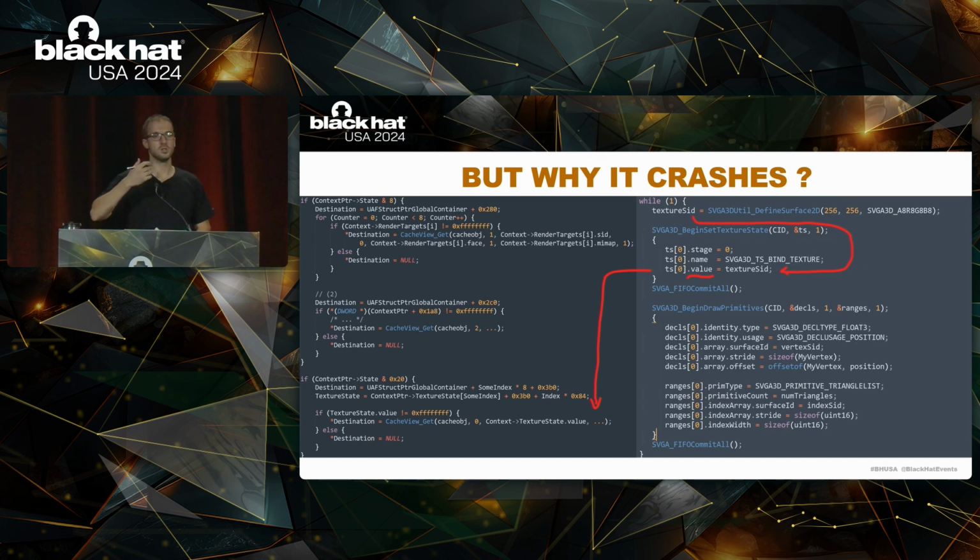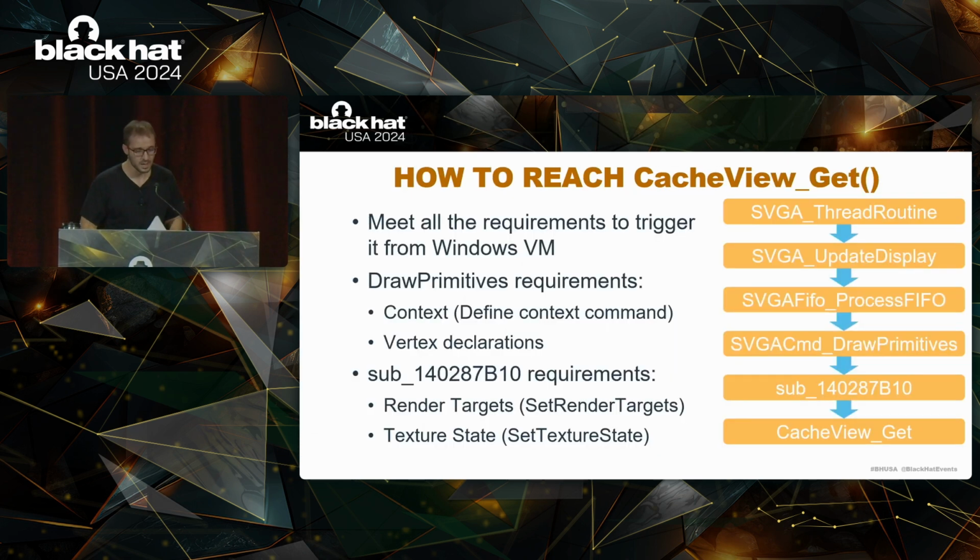Due to the modification, the define surface command is now inside the loop, and that means the texture surface ID is going to be different in each iteration. So the buggy function will be called with different arguments in each iteration, forcing the insertion of new objects into the cache, and eventually freeing the least recently used objects, and triggering the bug.